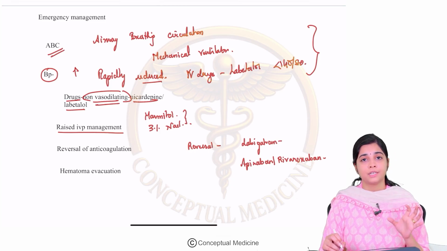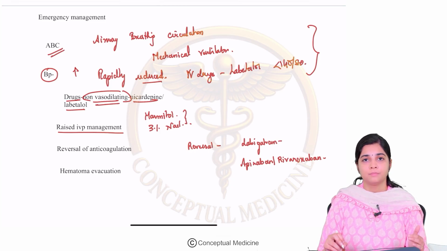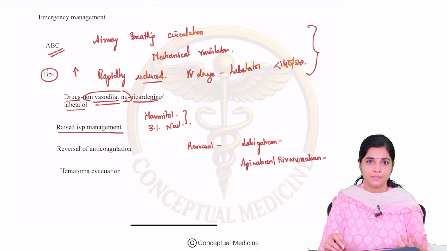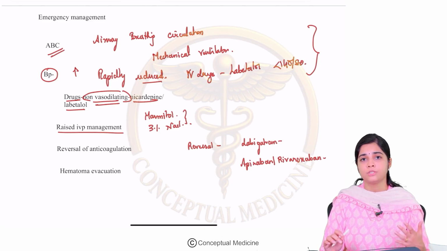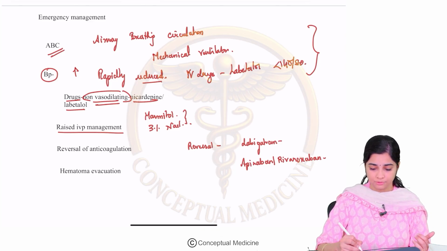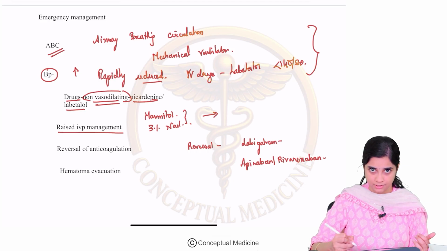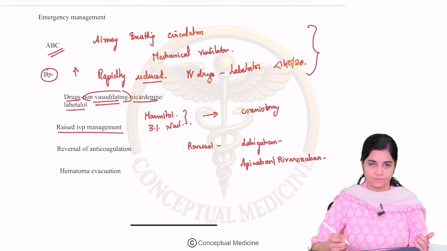Now, if the raised ICP is not going to come down, as in the neurological status is continuing to deteriorate, the patient is continuing to have anisocoria, or if the bleed is huge and the edema is huge, then you may have to do a hematoma evacuation. You may have to do a craniotomy to bring down the pressures.